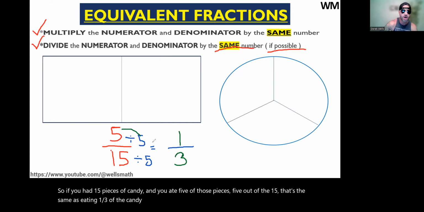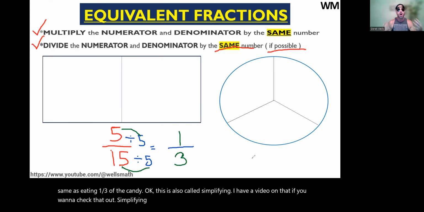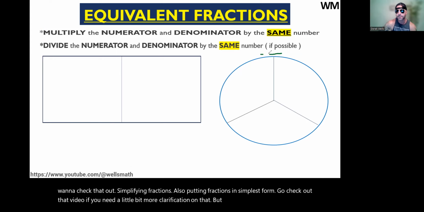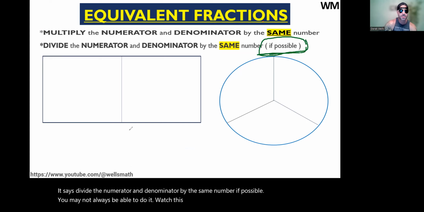Okay, this is also called simplifying. I have a video on that if you want to check that out. Simplifying fractions, also putting fractions in simplest form. Go check out that video if you need a little bit more clarification on that. But like I said, it says divide the numerator and denominator by the same number if possible. You may not always be able to do it. Watch this one. How about 2/9?